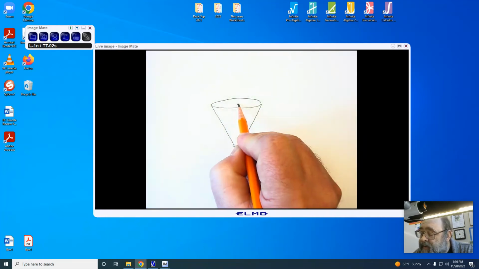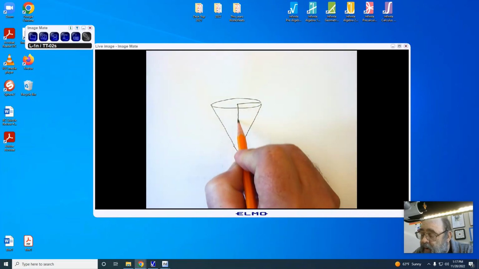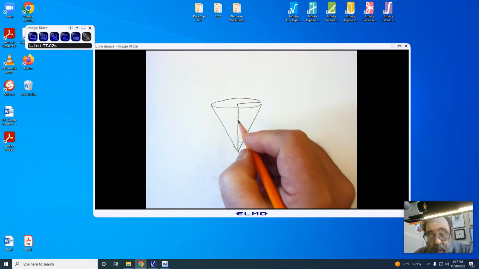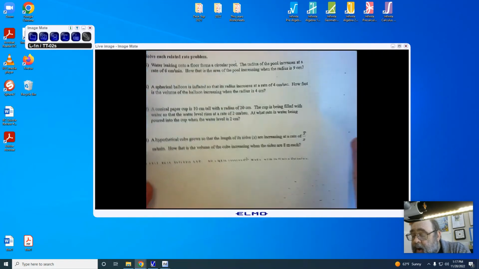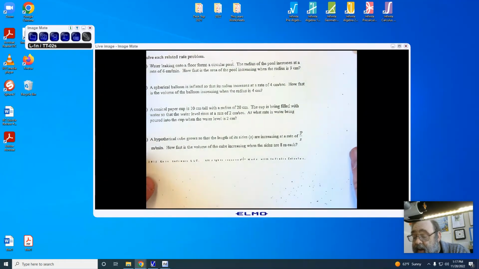Here's my radius. This is forming my similar triangles. And according to the information, let's just go to it again real quickly. A conical paper cup is 10 centimeters tall with a radius of 20 centimeters. That'll give us the proportion. The cup is being filled with water so that the water level rises at 2 centimeters per second. And we're trying to find the rate at which the water is being filled.